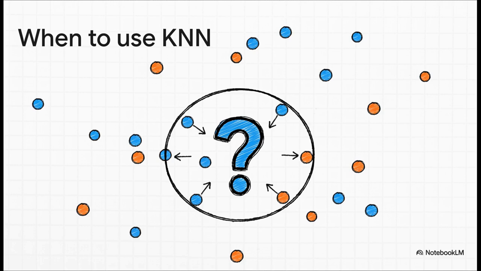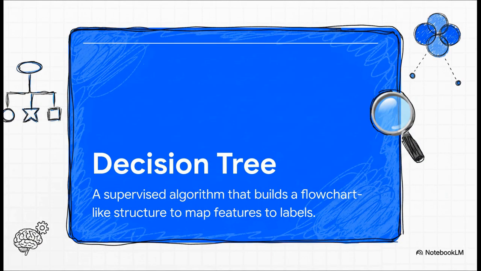It doesn't make a lot of assumptions about what your data looks like, so it can handle some really weird, irregular patterns that other models might totally miss. It's basically pure democracy by data points. And now, we've come to one of my personal favorites, the decision tree.